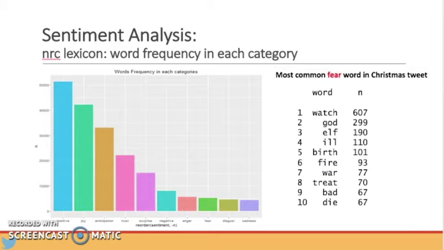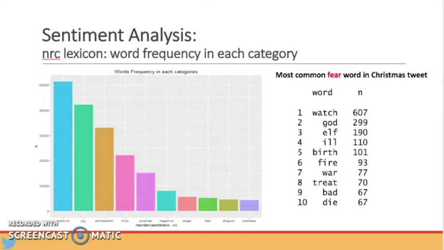First of all, we want to show you how we used the NRC lexicon to explore the word frequency in each category. The bar chart on the left shows you the frequency of words in each category. The first one is positive, followed by joy, anticipation, trust, and surprise. They're all kind of good. And the negative categories are all on the right side, with low frequency: negative, anger, fear, disgust, and sadness.